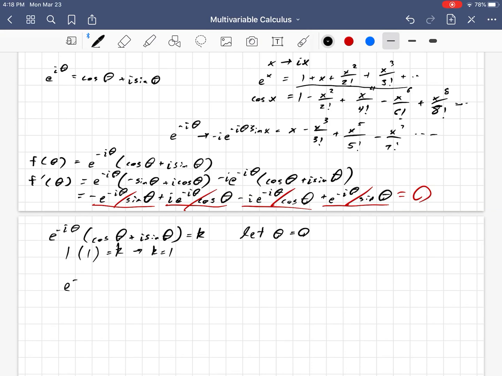So this implies e to the negative i theta times cosine theta, and you're probably already seeing it now, plus i sine theta, is equal to 1, and I can multiply both sides by e to the i theta, and I get cosine theta plus i sine theta is e to the i theta, QED, and we're done. That's really cool.